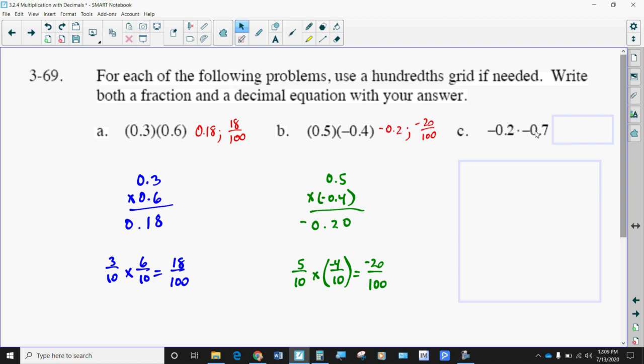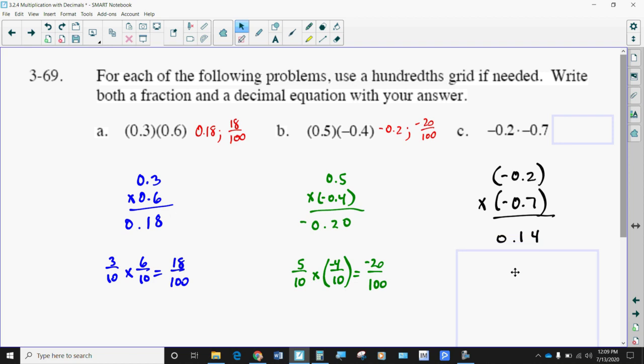And then a negative times a negative will give us a positive answer. So 7 times 2 gives us 14, and that ends up being 14/100, right? Because of 2 decimal places. And then negative 2 times negative 7 is positive 14, and 10 times 10 is 100. So our final answer, 14 hundredths.